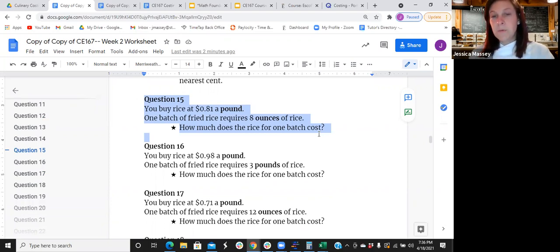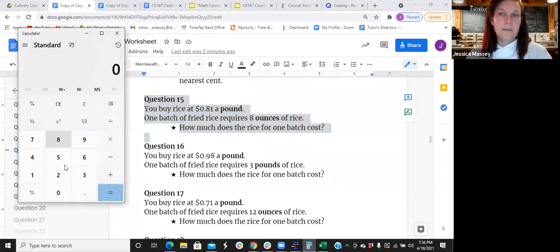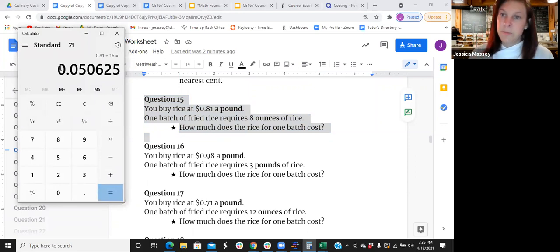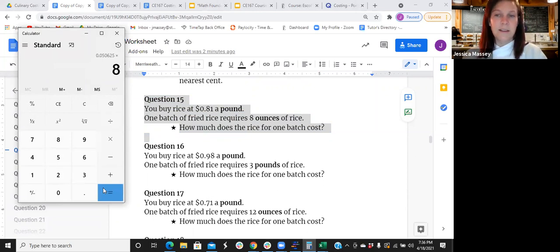So your first step, we have our 81 cents per pound. Your first step would be to figure out your price per ounce. So your 0.81 divided by 16 gets us 0.050625. It's our price for 1 ounce. Multiply that by 8. Yeah, that's exactly right. We times that by 8 and we get 0.405, rounded up.